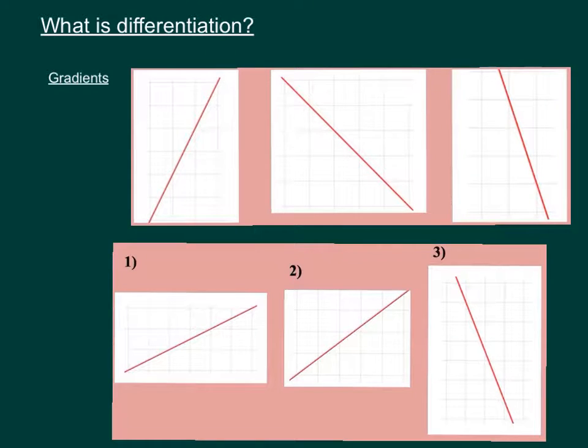I've got some graphs here, and in this first set we've got gradients that move. So for every 1 step we move to the right, we move 2 up. So the gradient is the change in y divided by the change in x. So the gradient of that line there is going to be 2, because it's 2 over 1. Here, for every 1 across, we're going down 1. So that's going to be the change in y, which is minus 1, over change in x. So the gradient of this one is minus 1.